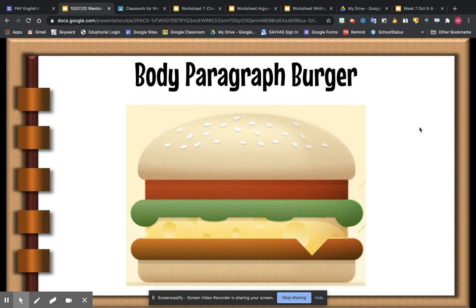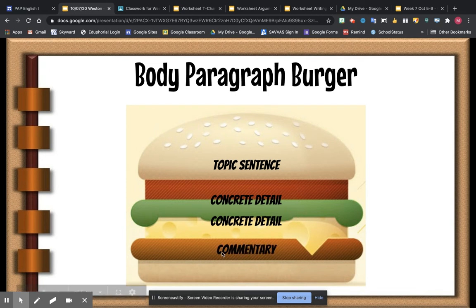Okay, after you've watched that video, again, let's just recap the body paragraph. If you look at the way we color code and do the writing, the topic sentence and the closing sentence being our top and our bottom, it's almost like a hamburger. You've got your bun, your top and bottom, which will be your topic sentence and closing. You've got concrete detail and commentary. And the commentary, that's the real meat of your writing.